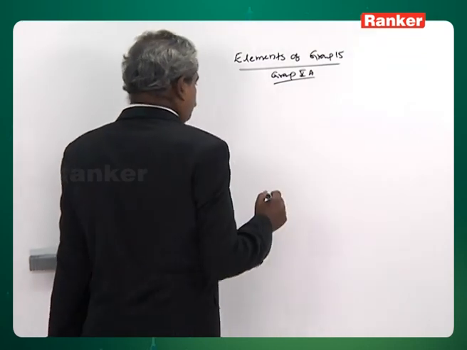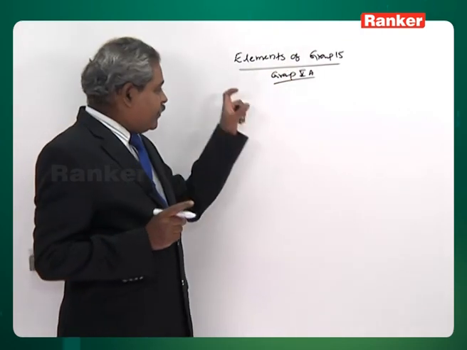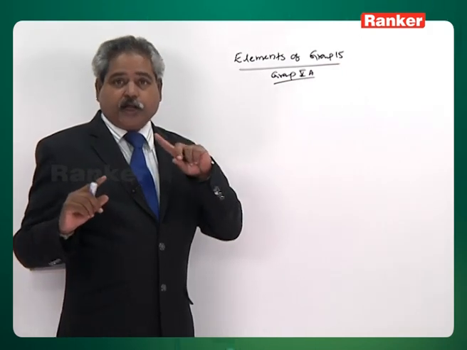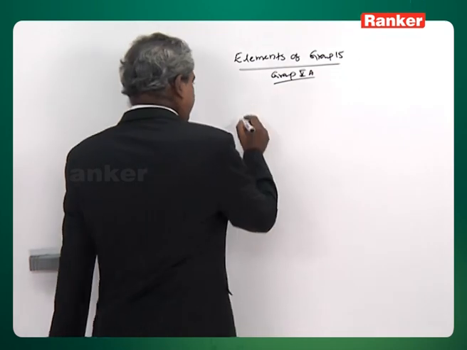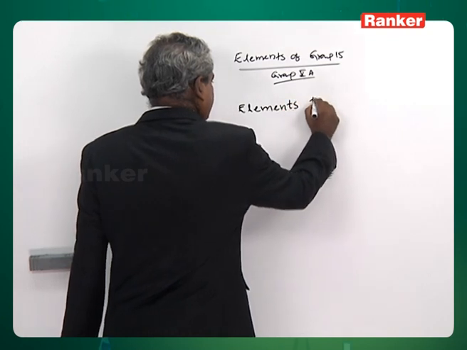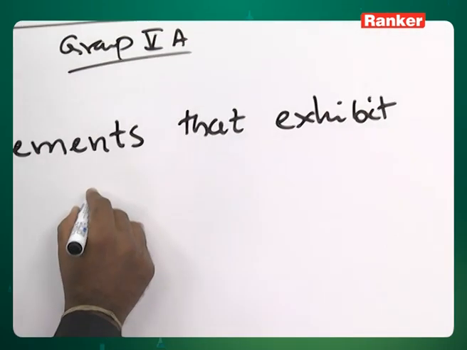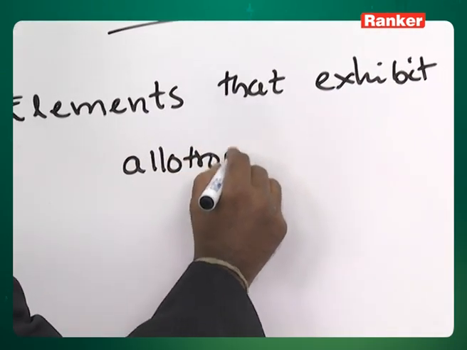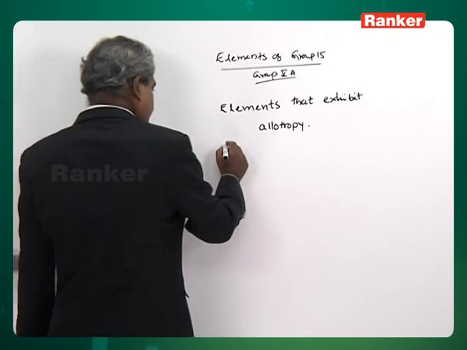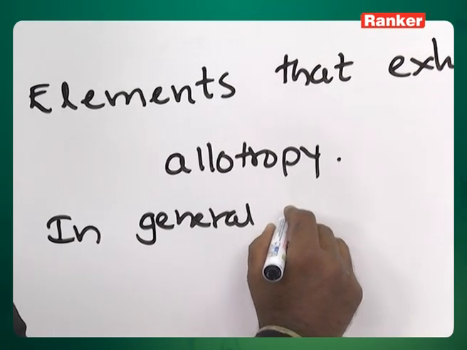Right. So, we are not confining ourselves to this heading, group 15, because every time I have been repeating, it's about all elements, physical state of all elements, general electronic configuration of all elements. Once again, elements that exhibit allotropy. In general, metals do not exhibit allotropy.